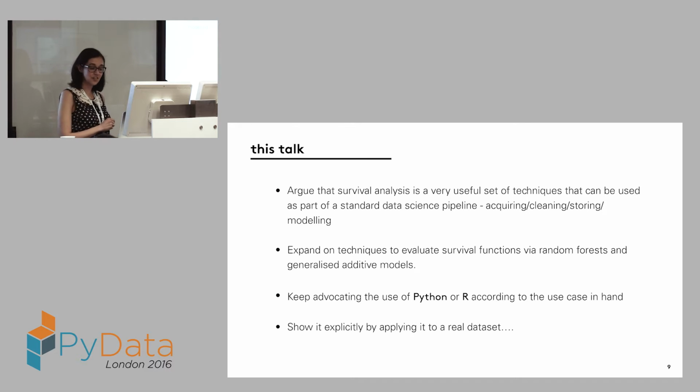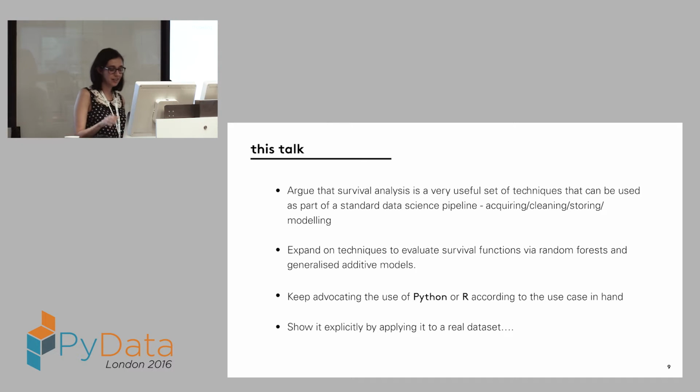first, I'm going to argue that survival analysis is a very useful set of techniques that can be used as part of a standard data science pipeline. This is acquiring, cleaning, storing, and modeling. Second, I'm going to expand on techniques to evaluate survival functions via random forest and generalized additive models. I'm going to keep advocating the use of Python and R according to the use case at hand. And finally, I'm going to show it explicitly by applying it to a real data set.